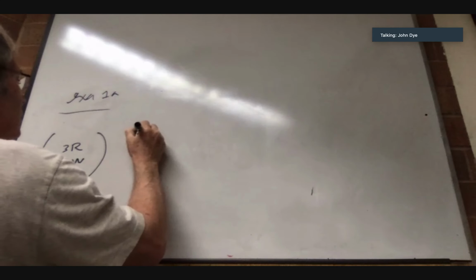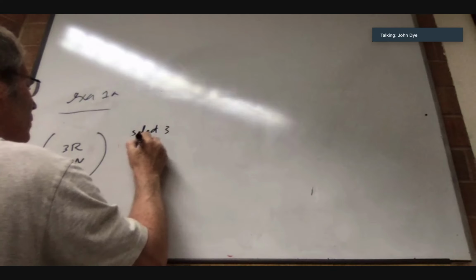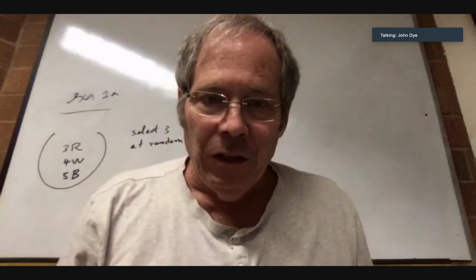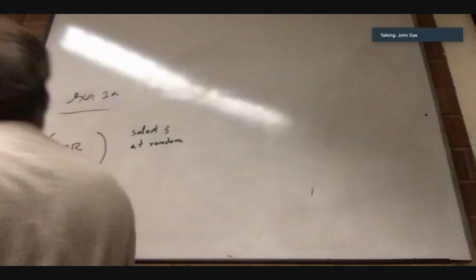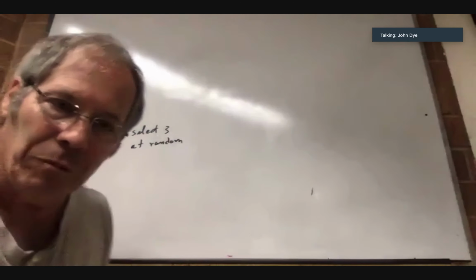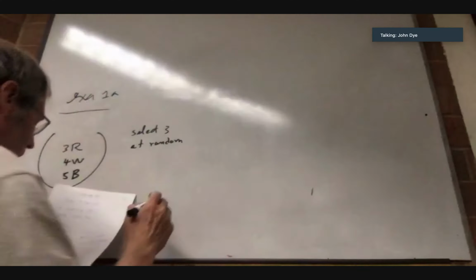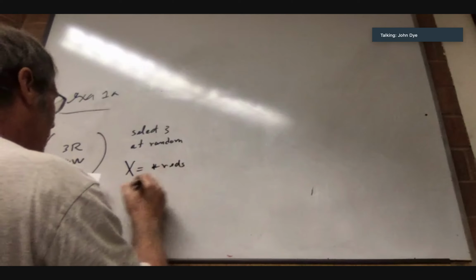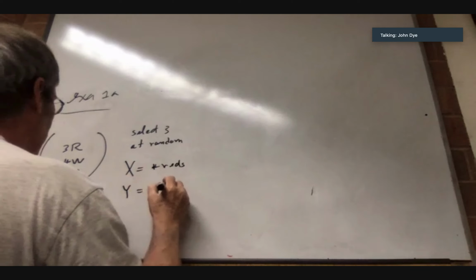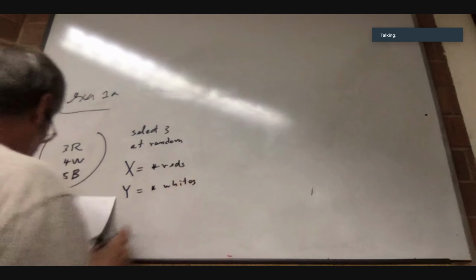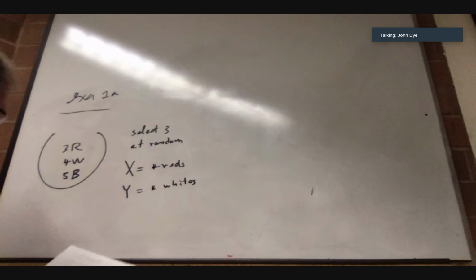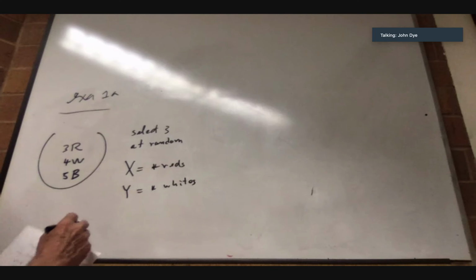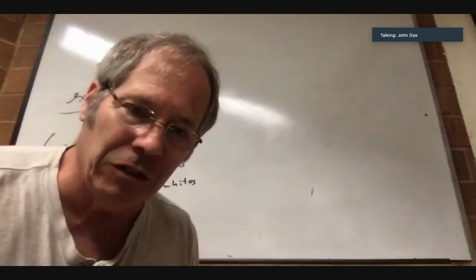And you're going to select 3 at random. Now comes the more than one random variable. You're going to have 2 random variables. Of that random sample, and this is without replacement, X will be the number of red, and Y is the number of whites. So what we want is the joint probability mass function in the case of discrete random variables.